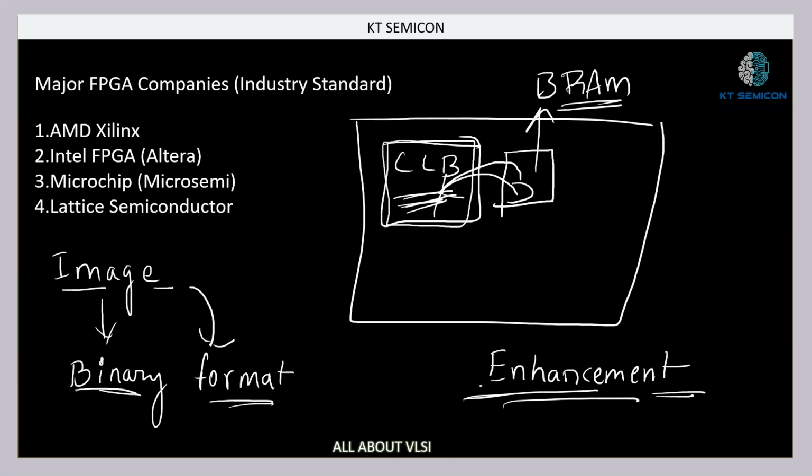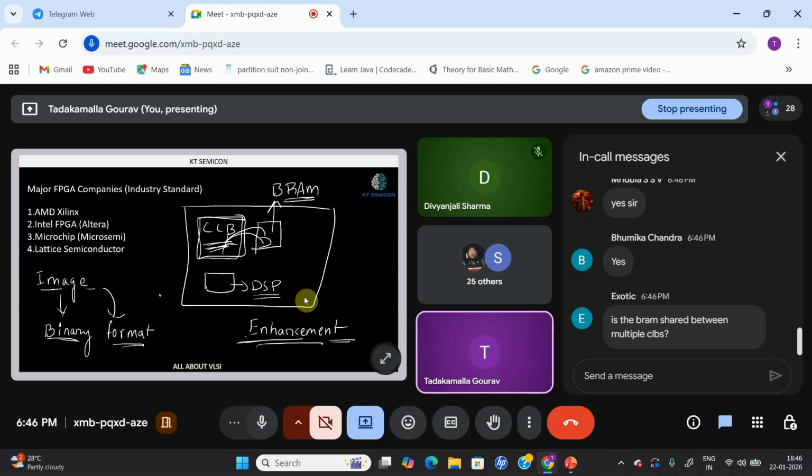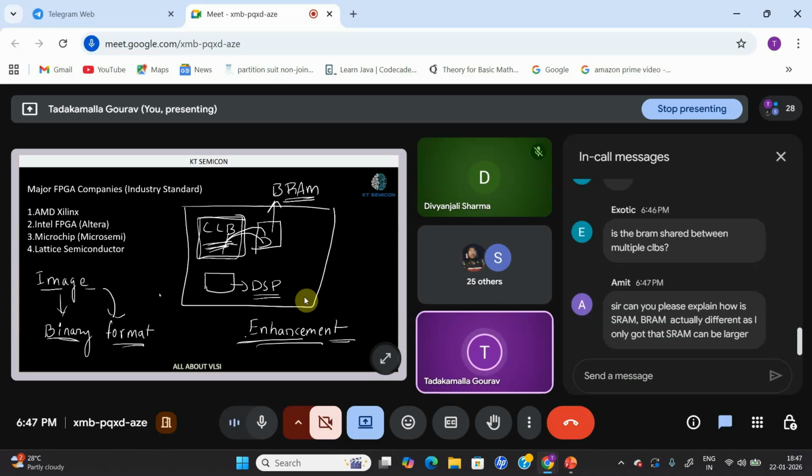And nowadays, inside your FPGAs, you have something known as DSP blocks also. DSP stands for digital signal processing blocks. So you also have these DSP blocks for performing signal processing techniques, right? BRAM is shared between multiple CLBs. Exactly. CLBs will share these BRAMs. There will be multiple CLBs and BRAMs according to the board or the FPGA configuration you are going to take. I will show you how to choose your FPGA, how to read your schematics, how to read your specifications.